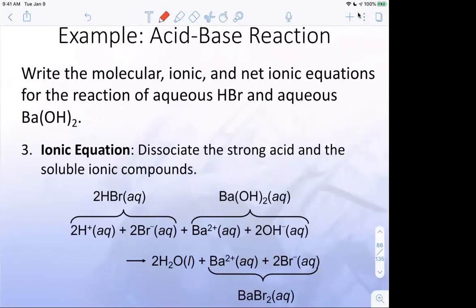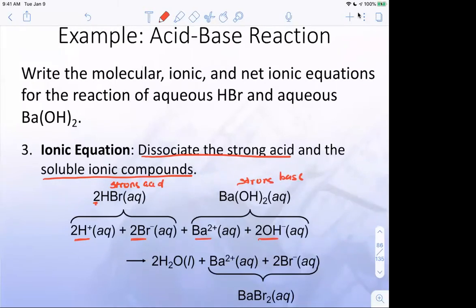The complete ionic equation is just like we described before. I'm going to dissociate or ionize the strong acid and any of the soluble ionic compounds. Remember, solids, liquids, and gases are not dissociated. This is a strong acid, so it does ionize to form 2H+ and 2Br-. Again, the 2 is coming from the balanced chemical equation. This is a strong base, so it will form Ba2+ and 2OH-.